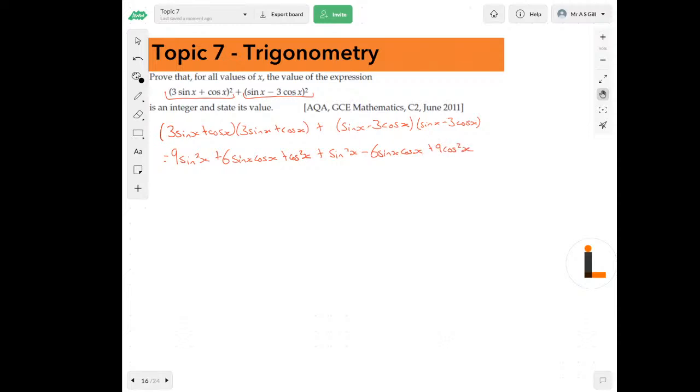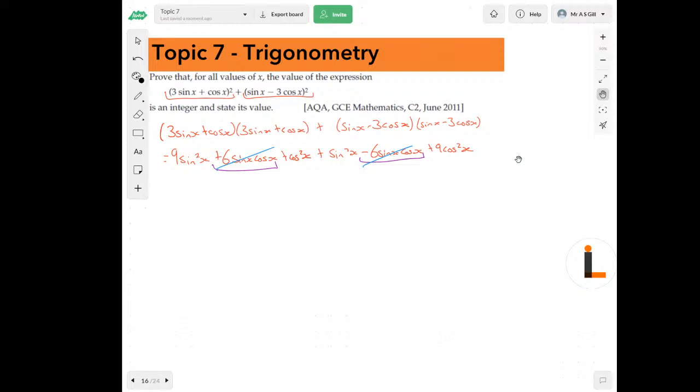The one thing I want to draw your attention to is these two terms here, that I've combined these. So I've done, for example, 3 sine x times cos x plus cos x times 3 sine x. There's two multiplications that I've done to get these middle terms here, so I just combine those. But you can also see that I've got plus 6 sine x cos x and minus 6 sine x cos x. So they're going to cancel out with each other.